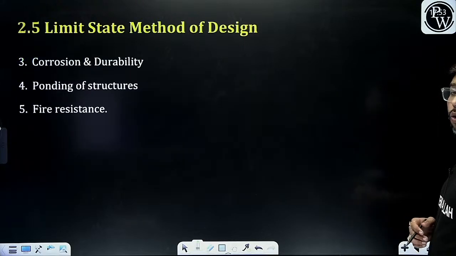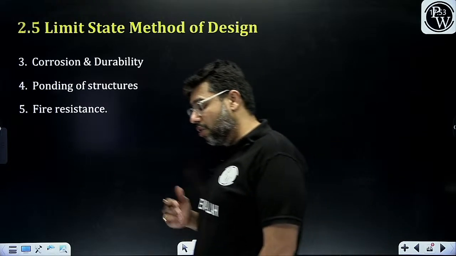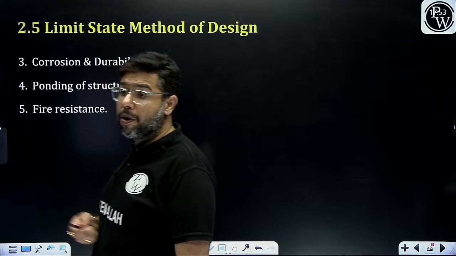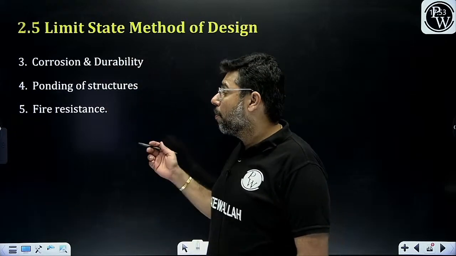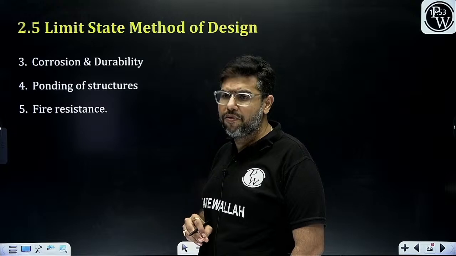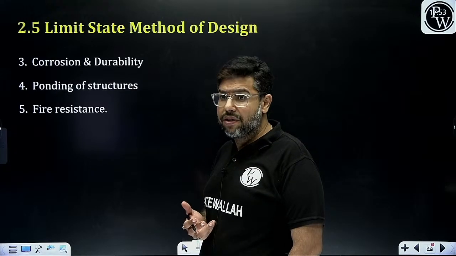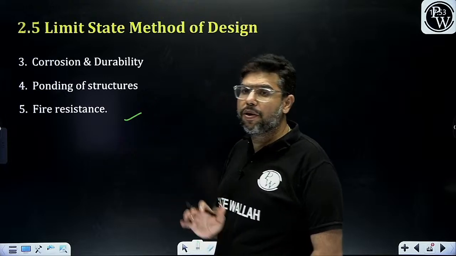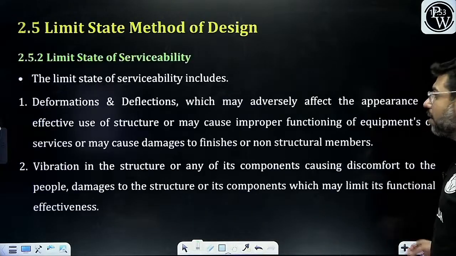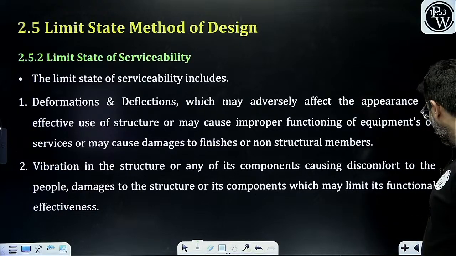There should not be any corrosion, and your steel structure should be durable. There should not be any rusting, so proper rust treatment should be given to it. There should not be any stagnant water on the structure, because this water is an enemy for steel structures, causing rusting in the steel structure. And there should be fire resistance here. So, these are the basic limit states of serviceability that you have to satisfy while designing steel structures.